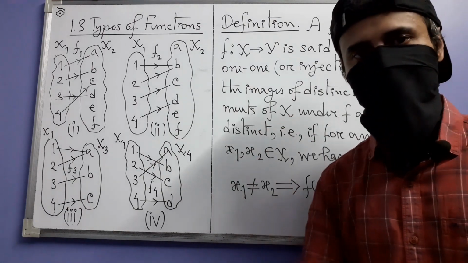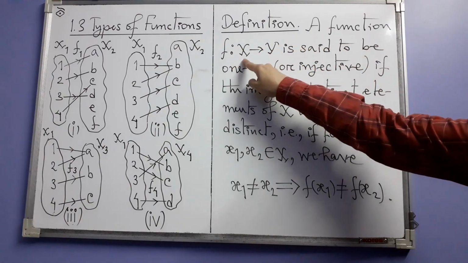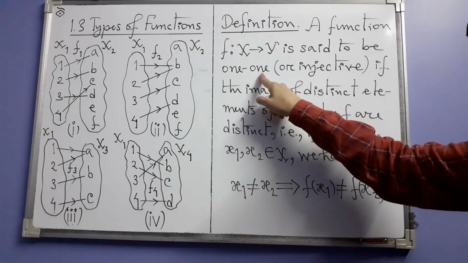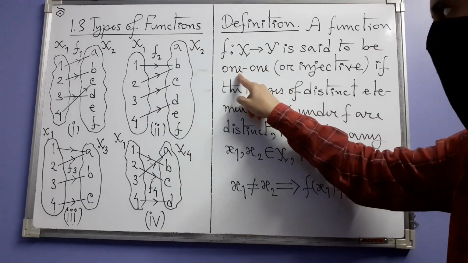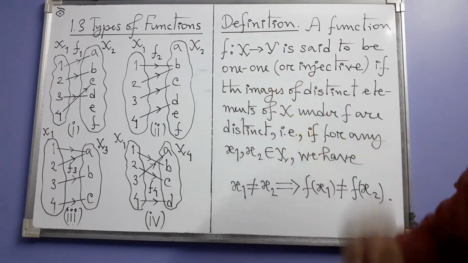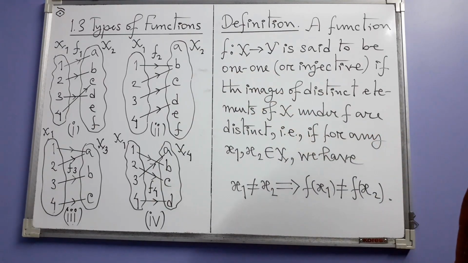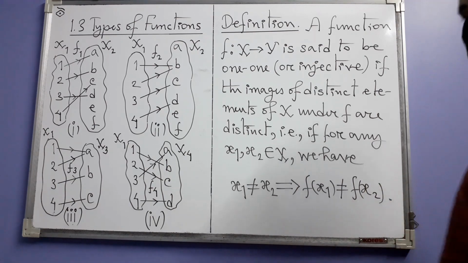So this is the definition. A function f from the set x to the set y is said to be 1 to 1. We can also write 1-1 or one-to-one. That way also we can write, or we can simply write 1 1. Sometimes we also say 1 1 instead of saying 1 to 1.